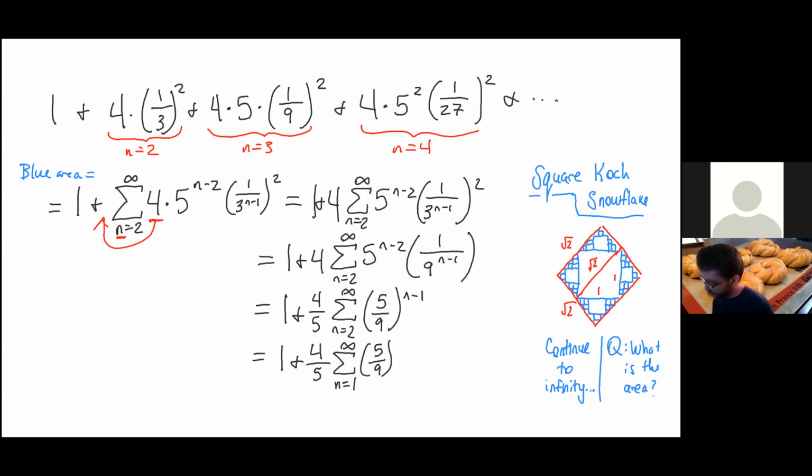Well, originally, my sum started at n equals 2. And so this exponent, well, if n equals 2, that means that's 2 minus 1, which is 1. Okay, so the exponent of my first term in this sum should be 1. So now if I change my index to 1, I can put an n here. And so if I were to plug in n equals 1, well, that's just the first power.